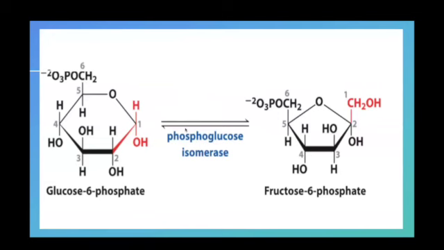Our next step is the conversion of glucose 6-phosphate to fructose 6-phosphate, which is catalyzed by phosphoglucose isomerase. Essentially, it turns that glucose 6-phosphate into a fructose 6-phosphate. It just changes the arrangement of the molecule. Pretty simple.